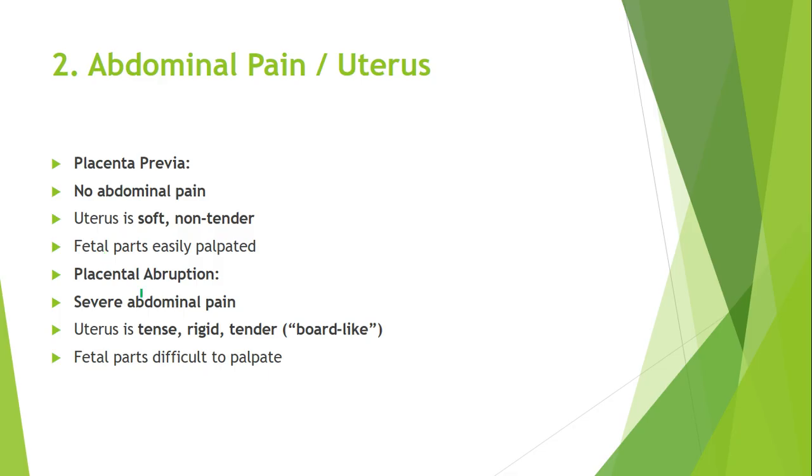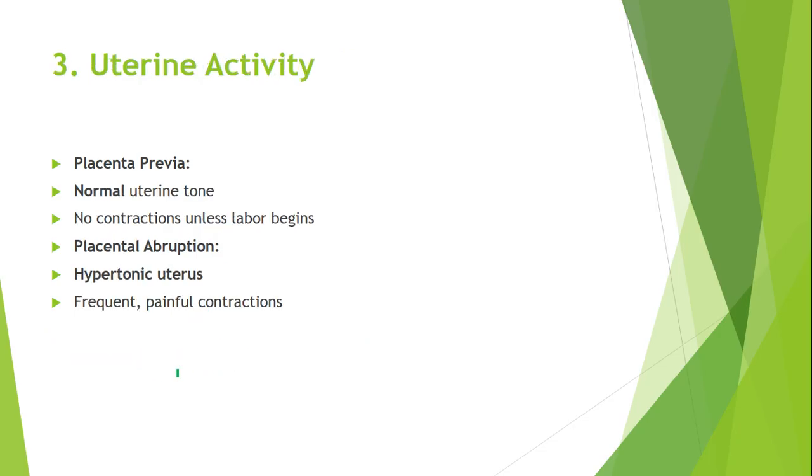While in placenta abruptio, there is severe abdominal pain. The uterus is tense, rigid, and tender. It is board-like. Fetal parts are difficult to palpate in placenta abruptio.